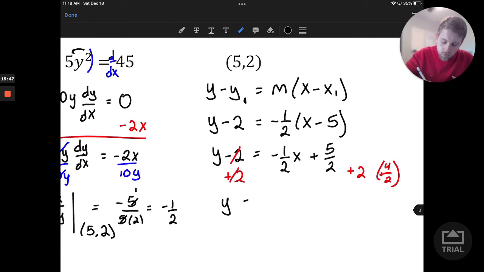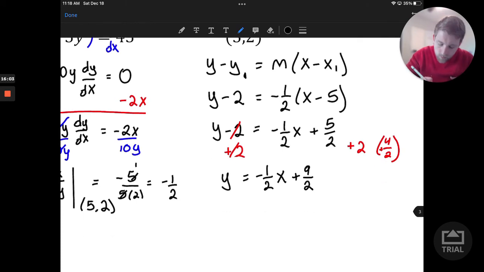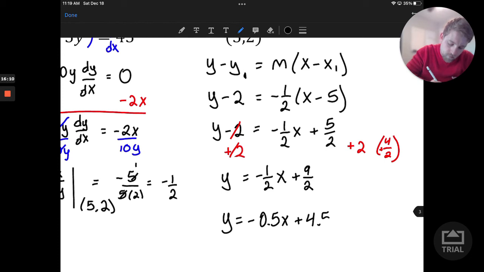We still have the slope of negative 1/2. And if I have 5/2 and 4/2, we could write that really as a fraction here as 9/2 if we'd like. You could also write this as a decimal. Y is equal to negative 0.5x plus 4.5. Either way, that works. Be nice to be consistent there with either a decimal result or the fraction. So there's our tangent line equation.